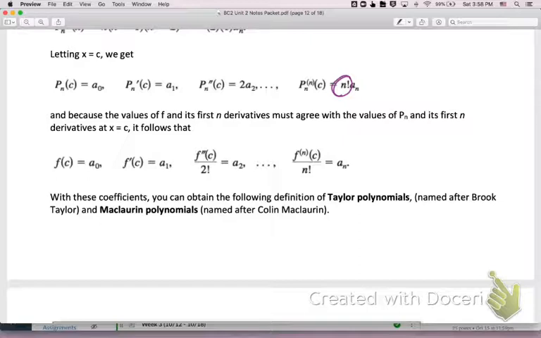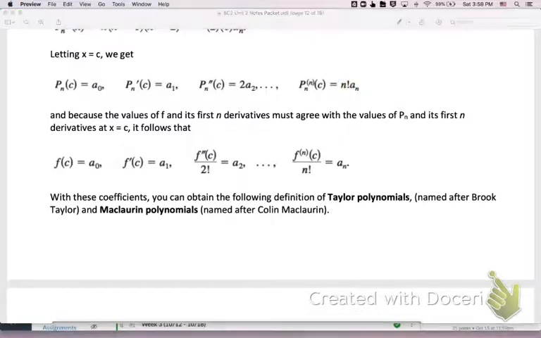If you think about the process we did to get a1 and a2, if we were to continue that process generally, we can find that the following is true. f of c is always going to be the value of a sub 0. f prime at c is going to be the value of a sub 1. f double prime at c divided by 2 factorial gives us the value of a sub 2, and on and on. These coefficients allow us to obtain the definition of Taylor polynomials, named after Brook Taylor, and Maclaurin polynomials, named after Colin Maclaurin.